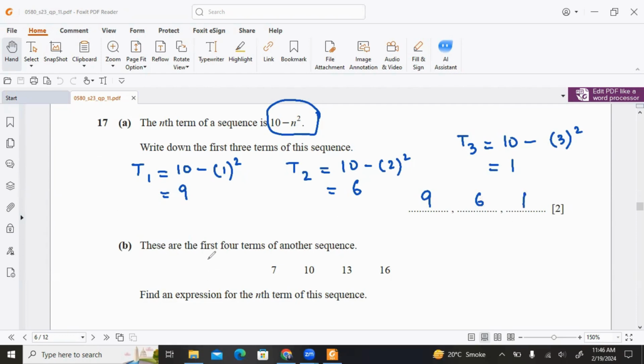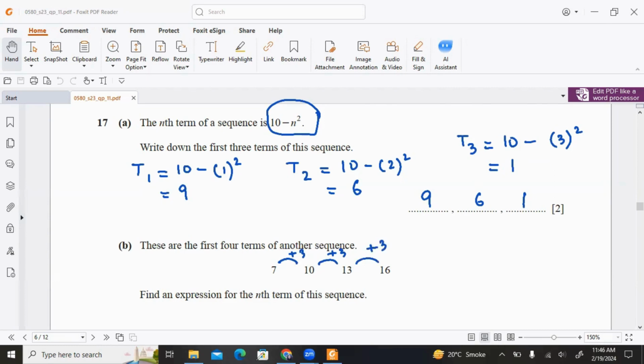Part B says these are the first 4 terms of another sequence. So the sequence is 7, 10, 13, 16. We have to find an expression for the nth term. If we look at this sequence, we can see that there's a difference of 3 between each consecutive term, which means we're adding 3 to get the next term.